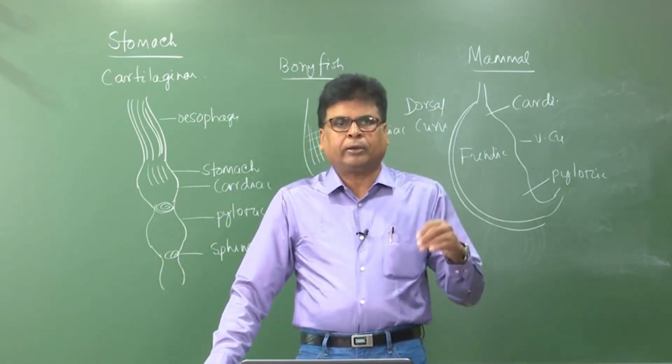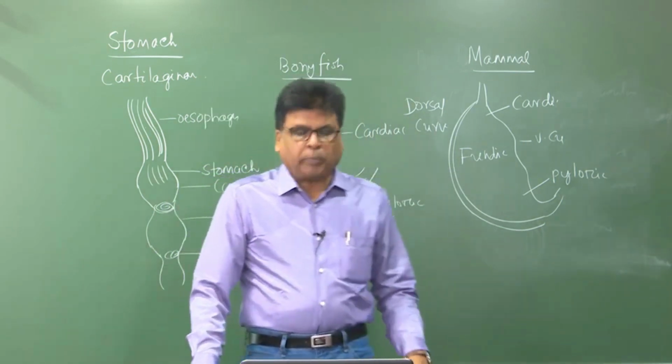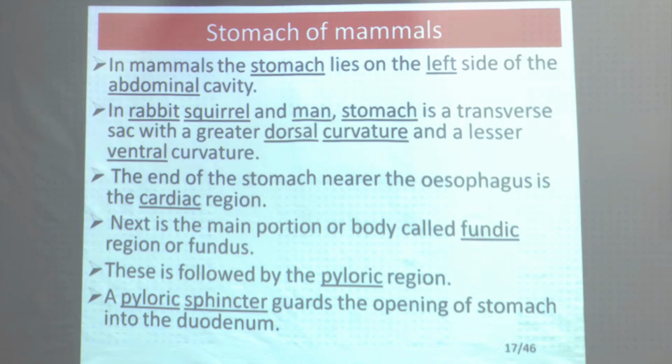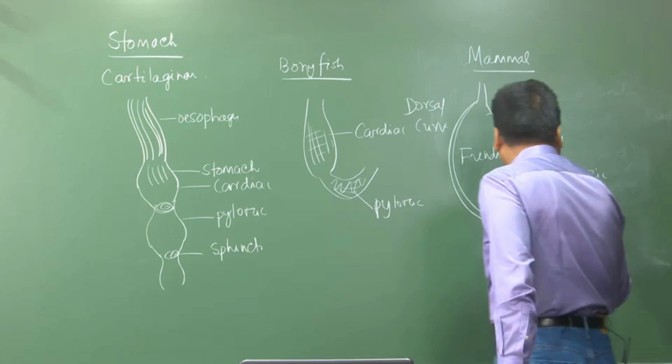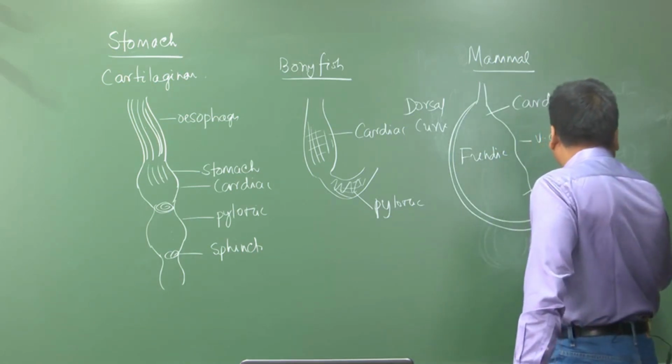Okay, so the pyloric region is followed by the fundic region. A pyloric sphincter is also present at the junction of the pyloric stomach and the intestine, and this sphincter guards the opening of the stomach into the duodenum. So this is, for example, the pyloric sphincter, and the intestine will follow.